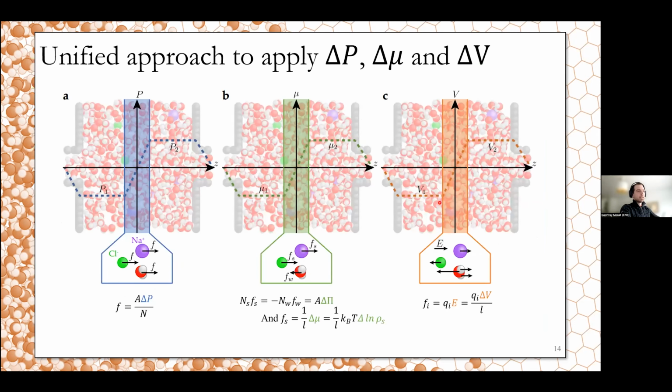So to access all of these coefficients of the transport matrix, I will generalize the approach we use to apply a pressure drop. For example, to apply a chemical potential drop, we will apply a force field to all particles that belong to this green slab, in order to push the ions to one side of the reservoir and to generate a difference of concentration.